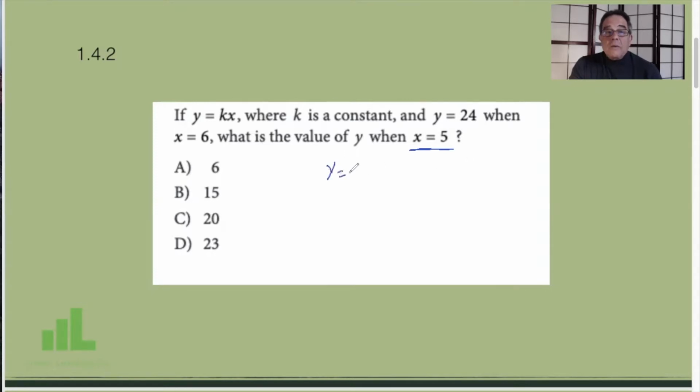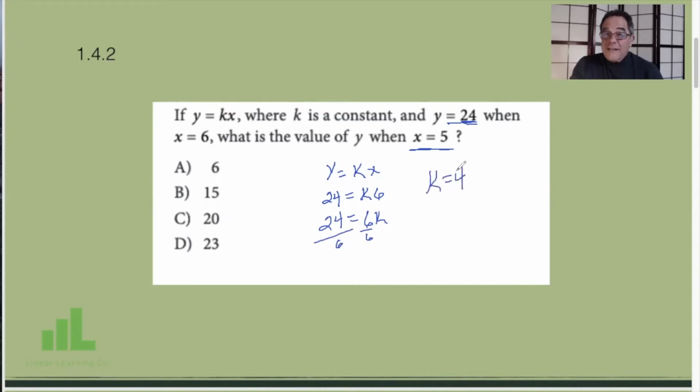Y equals kx. When y is 24, x is 6. K6. Do we write K6? No, we write 6K. 24 equals K6 or 6K. And what is K going to be equal to? Obviously, we divide by 6 both sides, and K now equals 4.